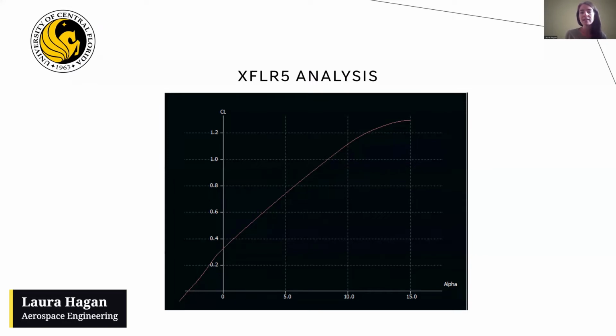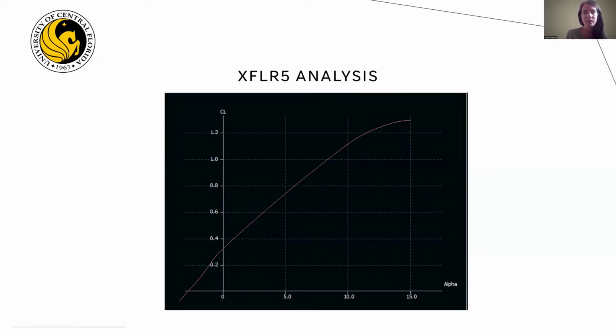XFLR5 was used to analyze the wing and compare different airfoils. The Clark Y airfoil was chosen due to its flight characteristics and its ease of construction. Based on a predicted level flight velocity of 13 meters per second, a couple of examples of the capabilities of XFLR5 are determining the expected angle of attack at level flight, as well as the predicted stall speed by using the coefficient of lift versus angle of attack graph.